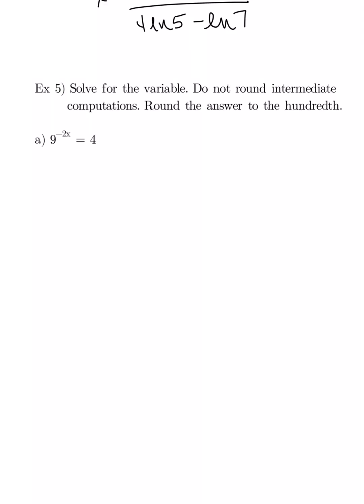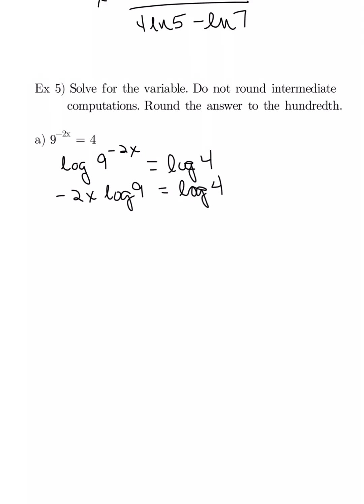Our first problem, we have 9 to the negative 2x power equals 4. I'm going to use a common log just to show you that it can be done either way. So we're going to start out by taking the common log of both sides. We'll have log of 9 to the negative 2x equals the log of 4. Because we have a power on a logarithm, we're going to drop that to the front and have negative 2x times the log of 9 equals the log of 4.